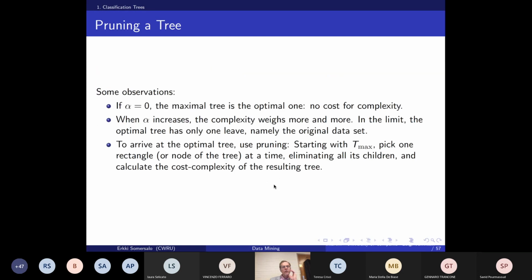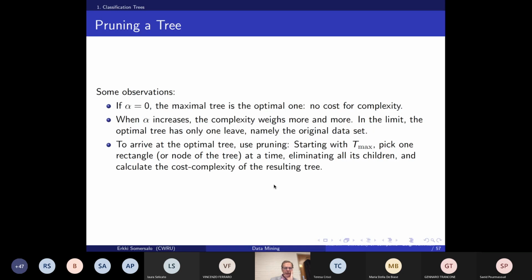Okay, so I'll go through this idea step by step so that you see what the idea is. So here are the observations that I already mentioned. If alpha is 0, the maximal tree is the optimal one. And if alpha increases, you make the optimal tree simpler and simpler.